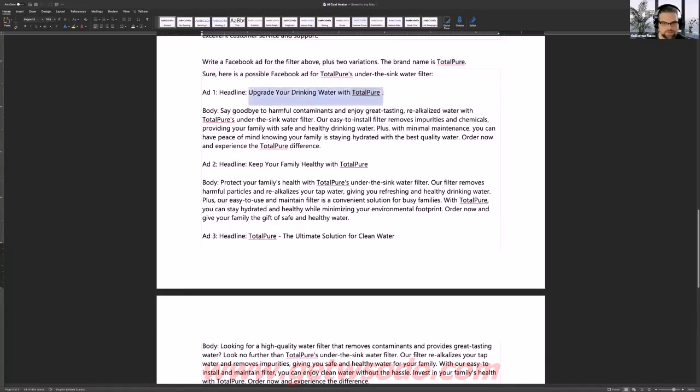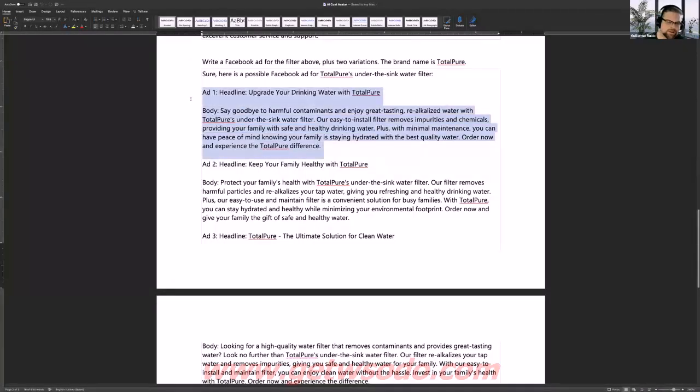Upgrade your drinking water with Total Pure. Say goodbye to harmful contaminants and enjoy great tasting re-alkalized water with Total Pure's under the sink water filter. Our easy to install filter removes impurities and chemicals, providing your family with safe and healthy drinking water. Plus, with minimal maintenance, you can have peace of mind knowing your family is staying hydrated with the best quality water. Order now and experience the Total Pure difference.